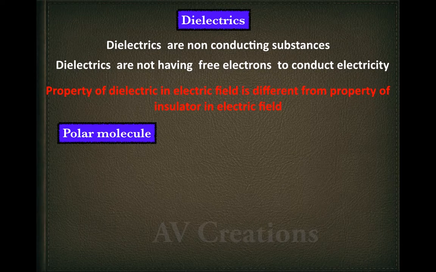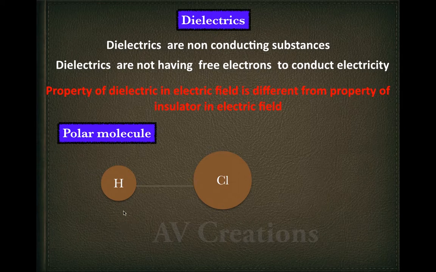Before discussing dielectrics, you should know about polar molecules. Polarity means it is related to charge. So we are going to discuss polar molecules. For that, we are considering an example molecule, hydrochloric acid. In this hydrochloric acid, hydrogen and chlorine share one pair of electrons. This is called a bond pair. So there is a single bond between hydrogen and chlorine.